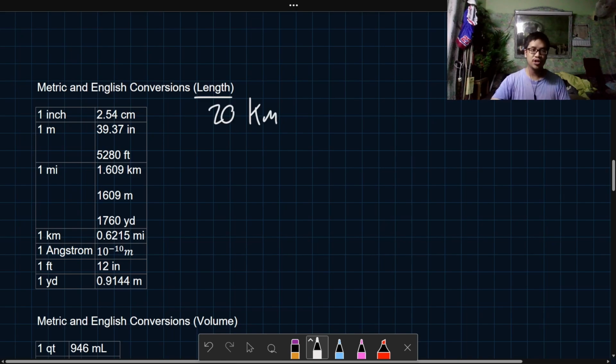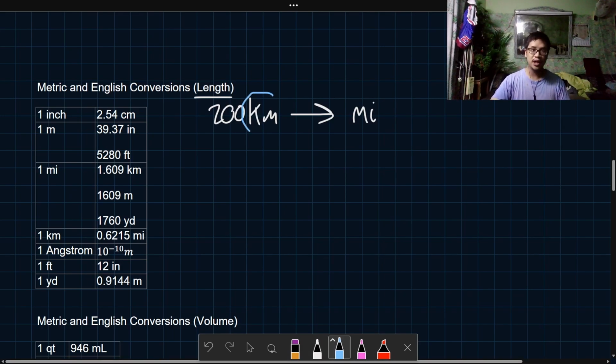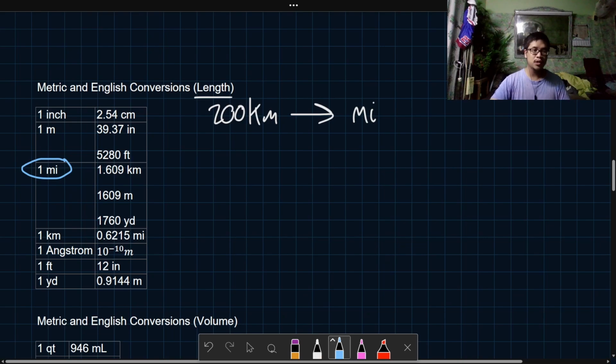Suppose I have 200 kilometers and I wish to convert it, let's just say, into miles. Of course, what we need to know is its equivalent. So we need to know the equivalent of kilometer to mile. Here we have 1 mile is equal to 1.609 kilometers. We can use this, or we can use this one.